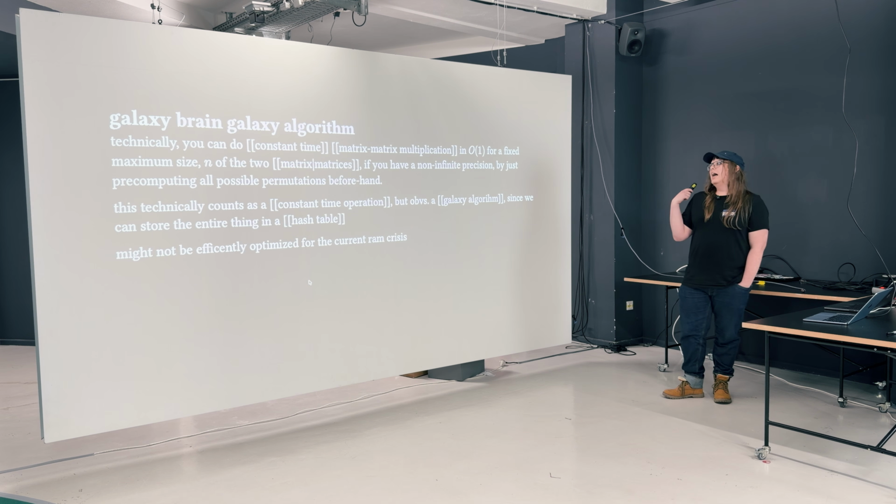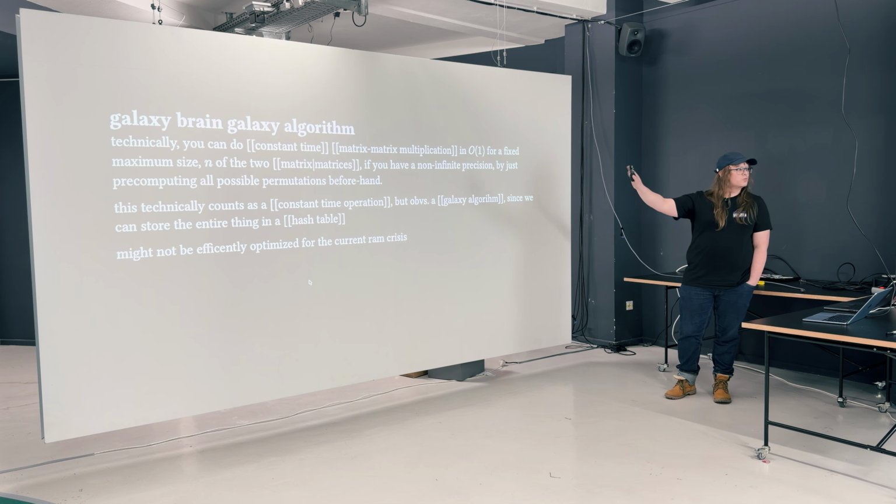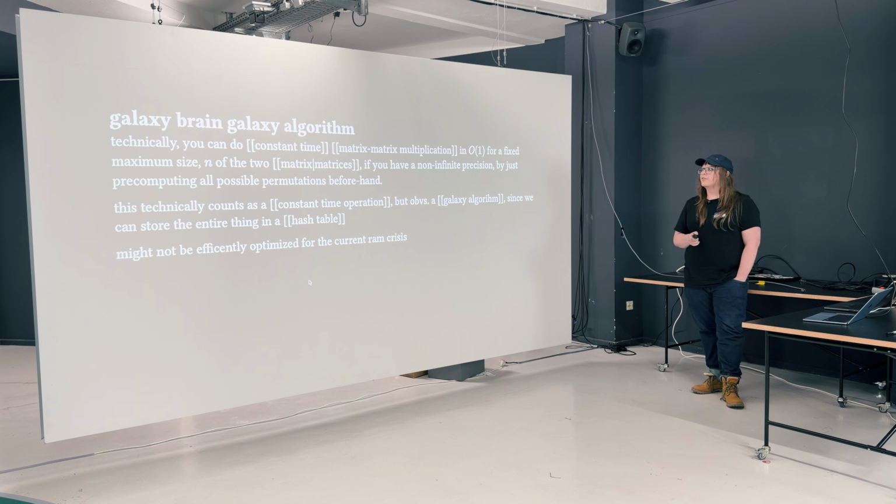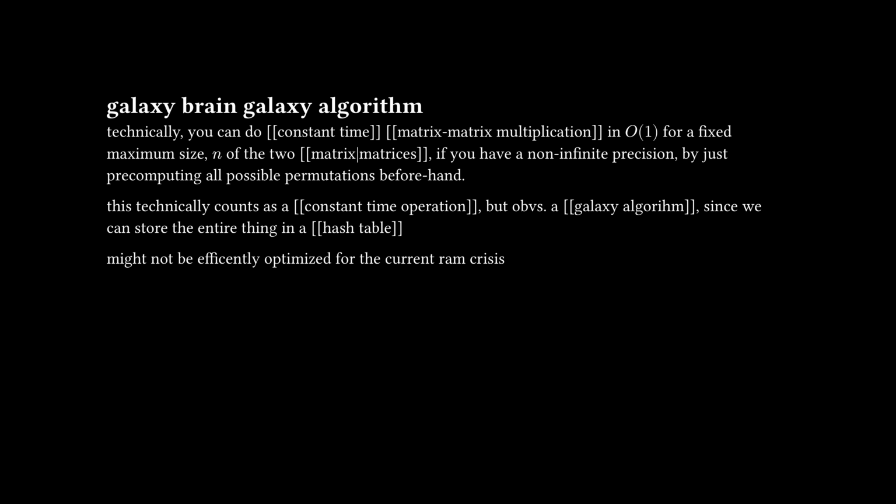So technically, this is not related at all, but I just want to show an example of how wiki linking would work. Technically, you can do constant time matrix multiplication for a given size if you just pre-compute all the permutations beforehand. And that technically will count as a constant time operation, right?